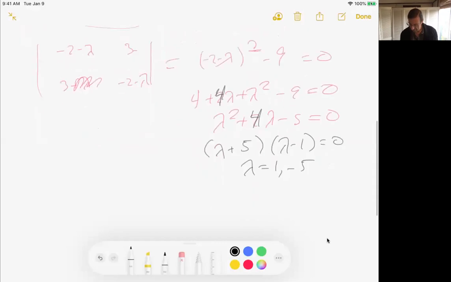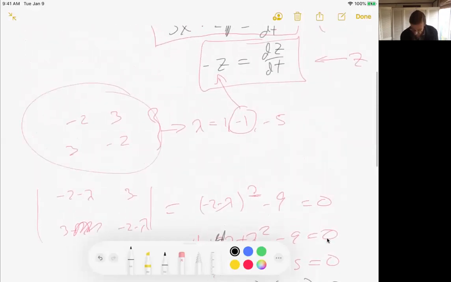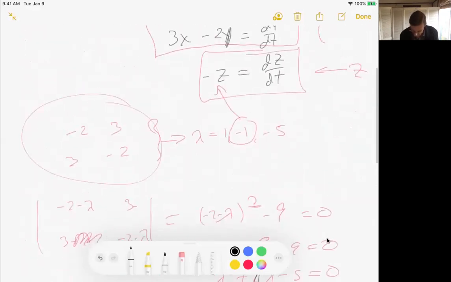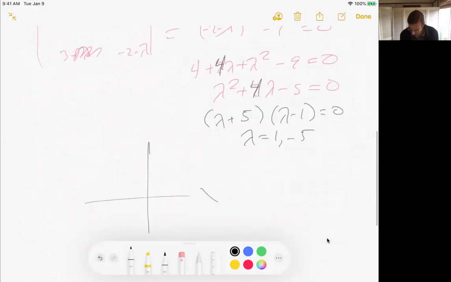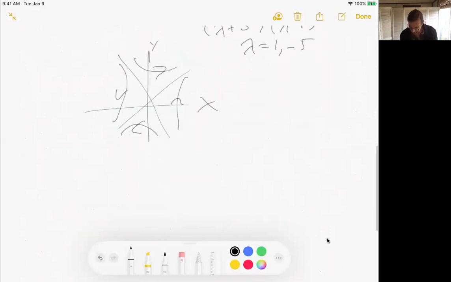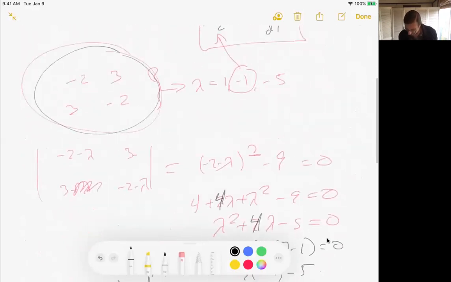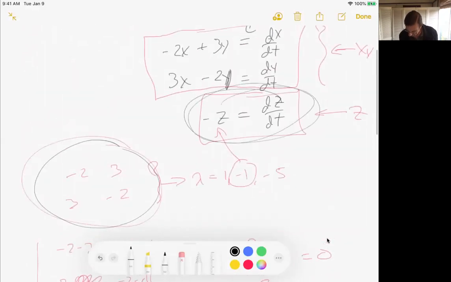Good. All right. So this 2 by 2 system has eigenvalues 1 and minus 5. So in the xy plane, it just looks like a saddle. I haven't figured out the eigenvectors yet, but we get some sort of saddle thing just in the xy plane. And then along the z-axis, well, again, the system partially decoupled. So in the z direction, we have this thing.